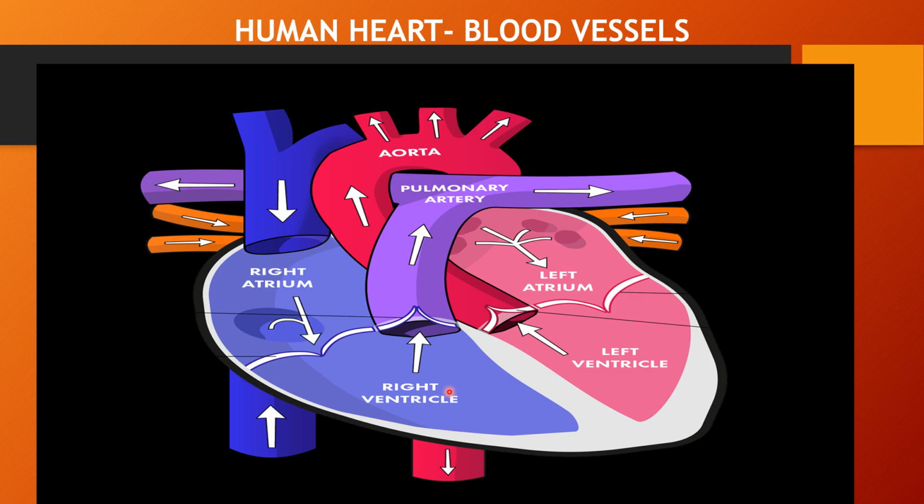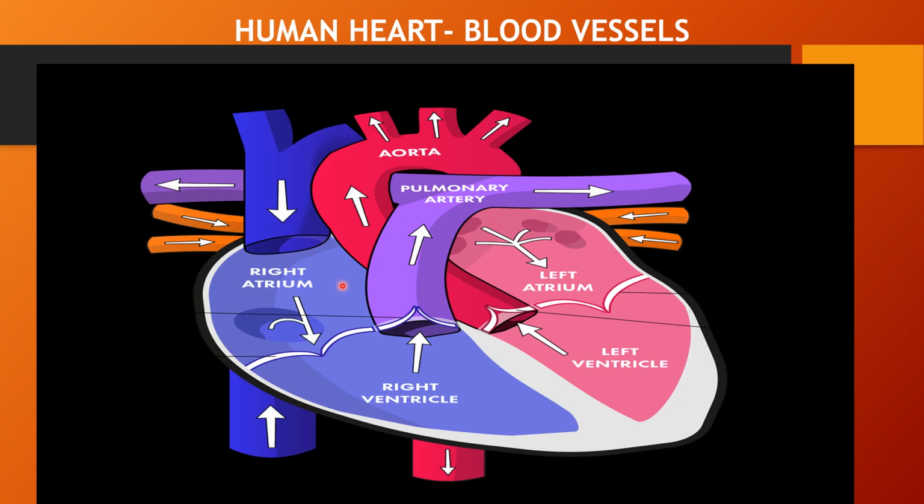So in this way, the heart is completely divided. All the 4 chambers are completely partitioned or divided. This is to prevent the mixing up of the blood. Since the right side consists of deoxygenated blood and the left side consists of oxygenated blood, they don't mix up. So this is internally how the chambers are separated.